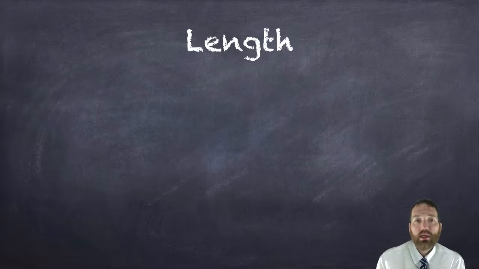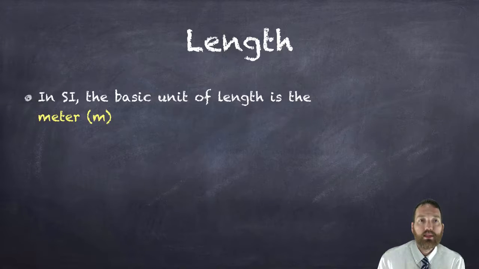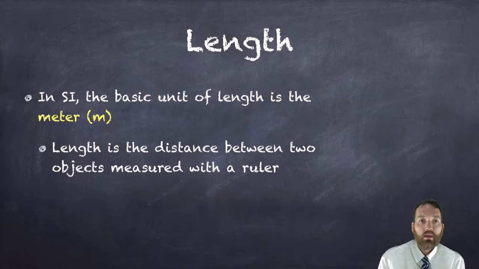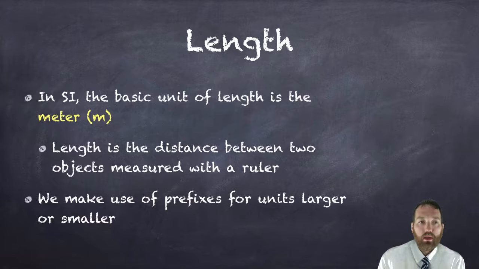All right, so next we're going to look at some of the units in a little more detail. First we have length. In the SI system, the basic unit of length is the meter, like I said. Length is the distance between 2 objects measured with a ruler. And we can make use of prefixes to make the units larger or smaller to suit our needs. You can't measure everything with a meter. A meter is pretty big. It's probably the length of your arm.